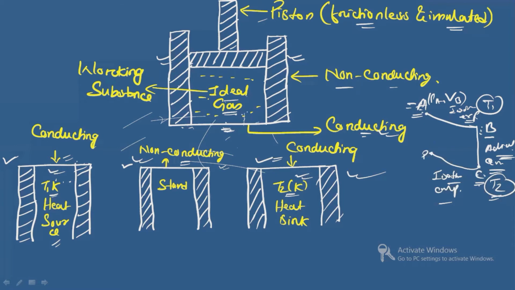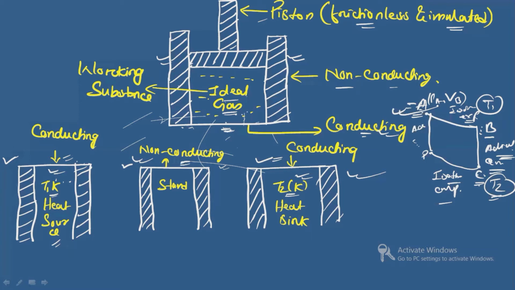Next, when it goes from the state D to the state A, it will have adiabatic compression, right? Adiabatic compression means there should not be any exchange of heat. So this working substance will now be placed on the stand, and since it is non-conducting, there will be no exchange of heat, right? So again it will come back to its original state. This is how isothermal expansion, adiabatic expansion, isothermal compression, and adiabatic compression happen.